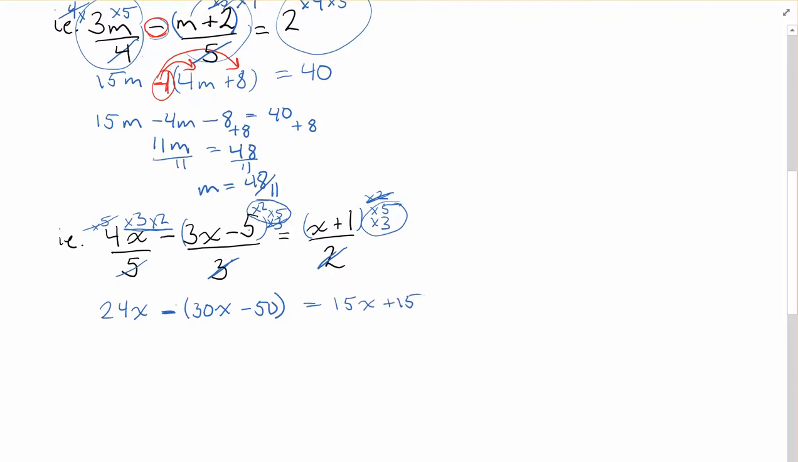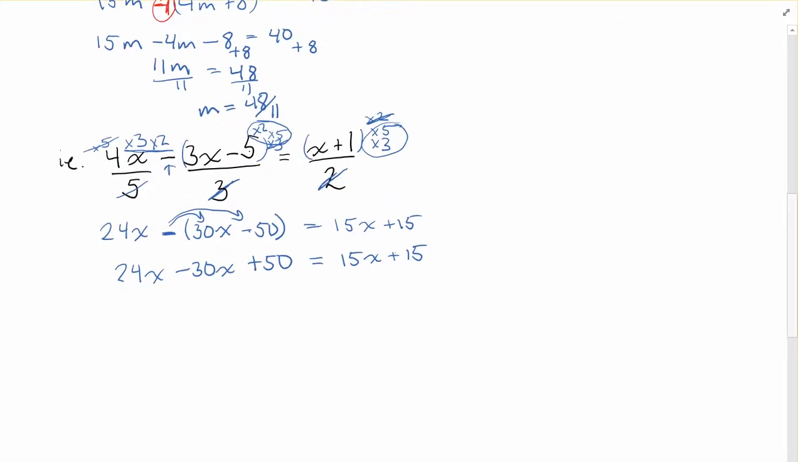I'm going to take through that negative now. If you get used to seeing that, you can do it in one step, please do. But I just wanted to emphasize it a couple more times for you guys. Being aware of that fact, when you've got that negative there, we need to times it all the way through. So it's 24x minus 30 now, and then plus 50, because a negative times a negative becomes a positive. And there we've got 15x plus 15 on the other side.